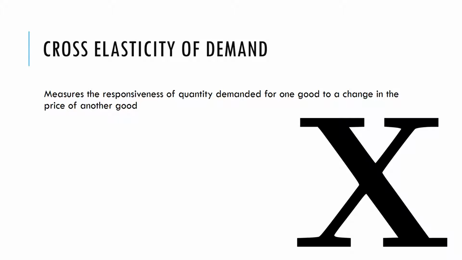Well, cross-elasticity of demand measures the responsiveness of quantity demanded for one good to a change in the price of another good. So here we're looking at the changes in demand for one particular item, let's say tennis balls, when we change the price of something else, let's say tennis rackets.